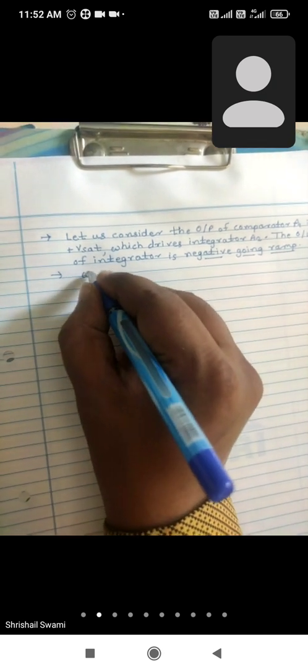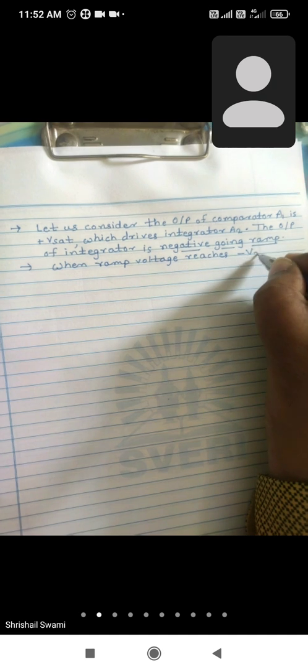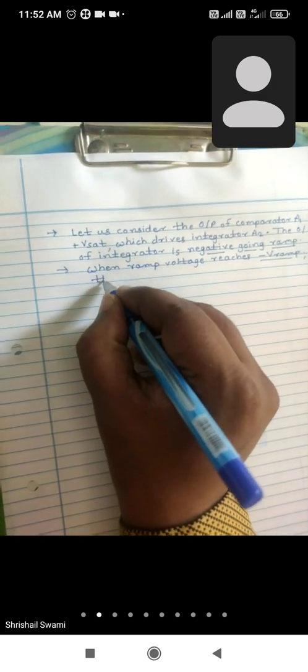Now when the ramp voltage, that is the maximum voltage of the ramp signal, reaches minus V ramp, since it is negative, when it reaches minus V ramp, then the voltage at point P is below 0 volt, because being negative means it is less than 0.